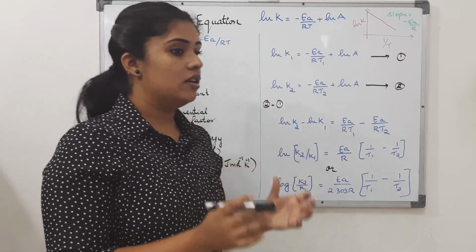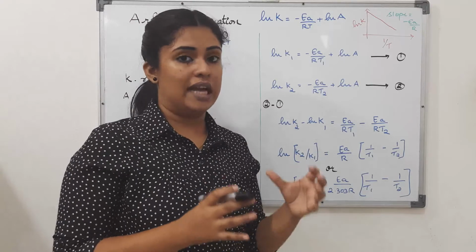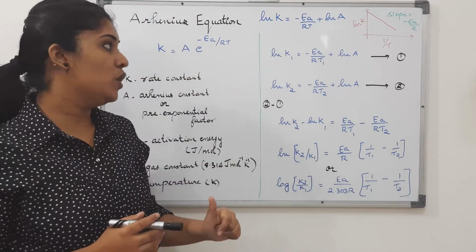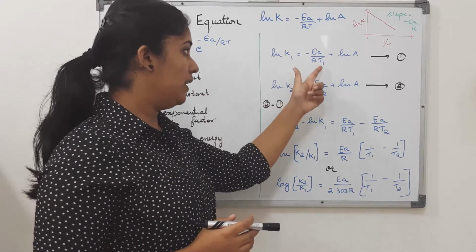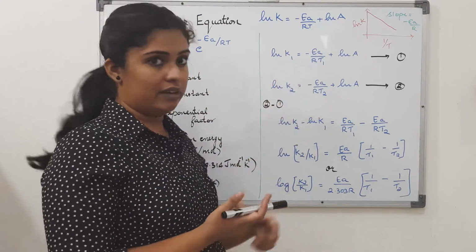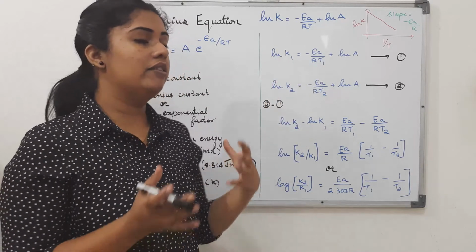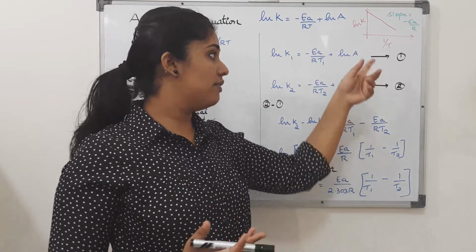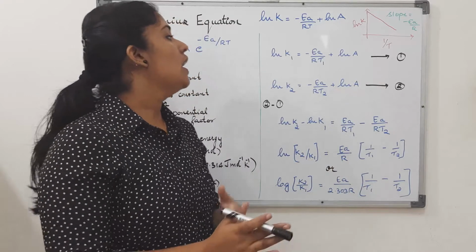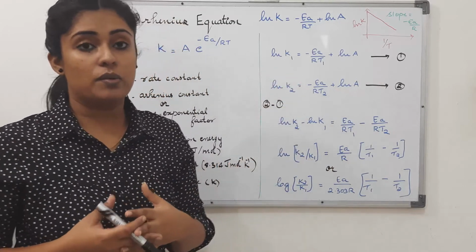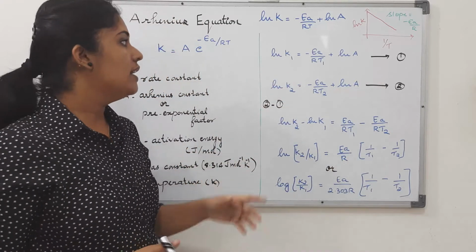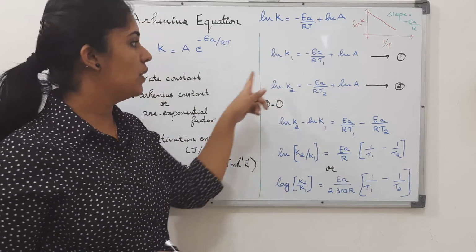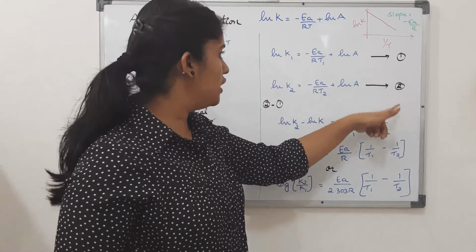Now let's consider a chemical reaction. A particular reaction is carried out at two different temperatures, T1 and T2. So definitely at T1 they will have some rate constant K1, and at T2 they will have a rate constant K2. But since it's the same reaction, their pre-exponential factor A remains the same and their activation energy also remains the same. It's just that we're changing the temperature and thereby the rate constant changes. So we got two different equations, 1 and 2.